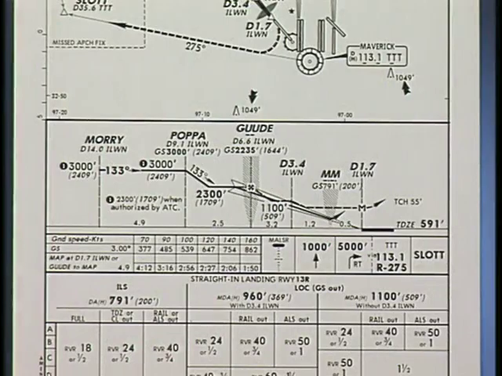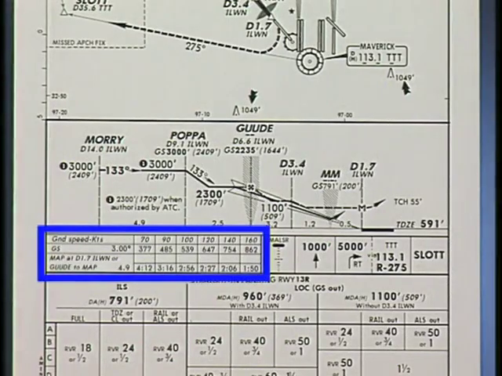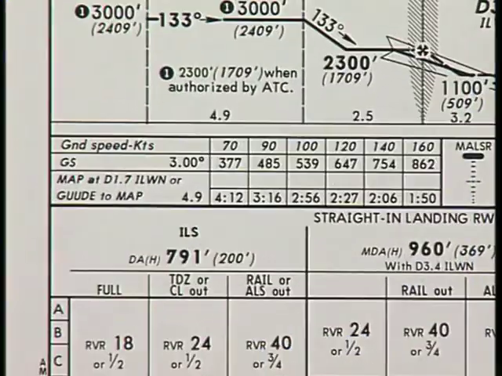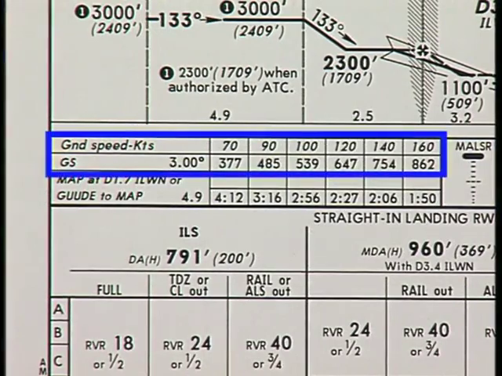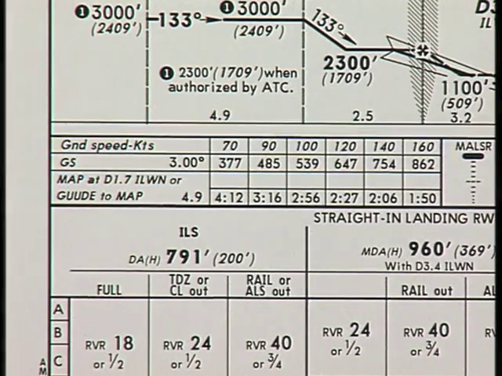Now let's turn our attention to the conversion table located below the profile view. For a precision approach, the conversion table relates the aircraft's ground speed to the rate of descent necessary to maintain the glide slope. For example, the table shows that at a ground speed of 120 knots, your descent rate needs to be approximately 647 feet per minute to stay on the glide slope. In this case, the glide slope is based on a 3-degree descent angle.